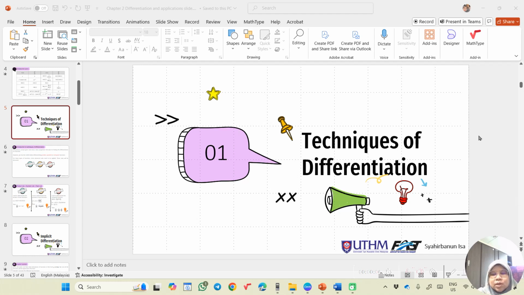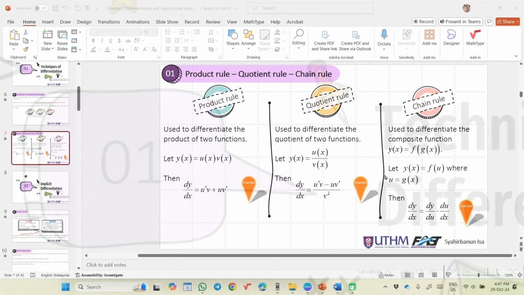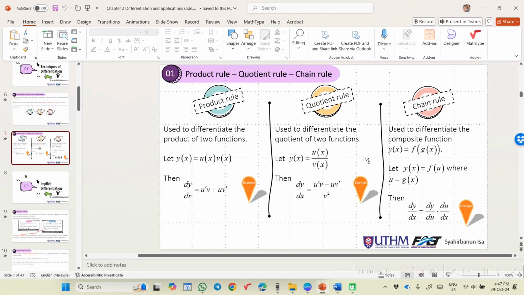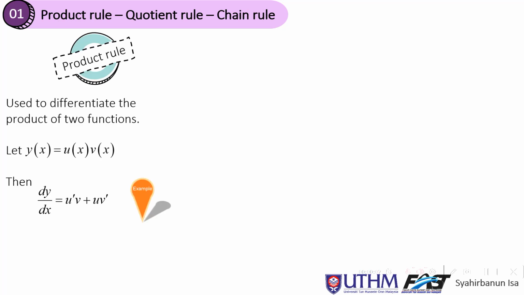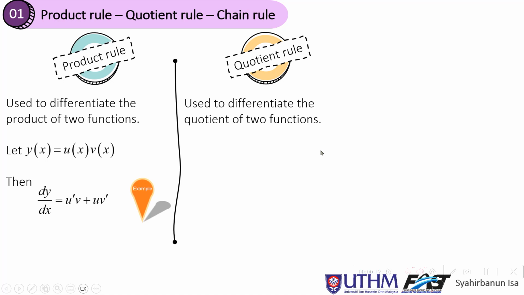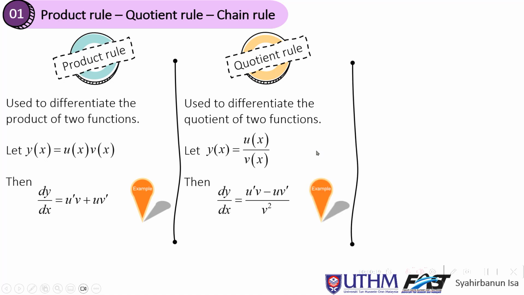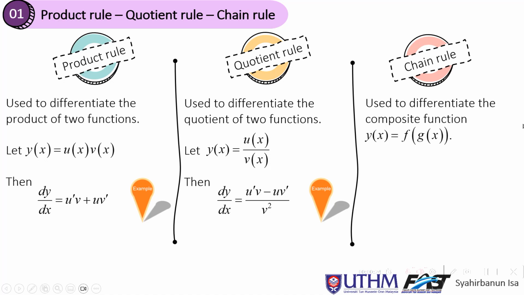In this video, we will discuss the techniques of differentiation. In my previous videos, I explained the product rule and the quotient rule. So in this video, we will discuss the chain rule. The chain rule is used to differentiate a composite function.